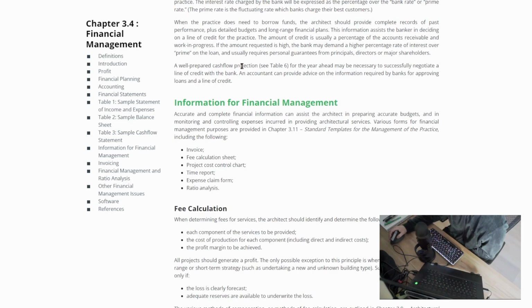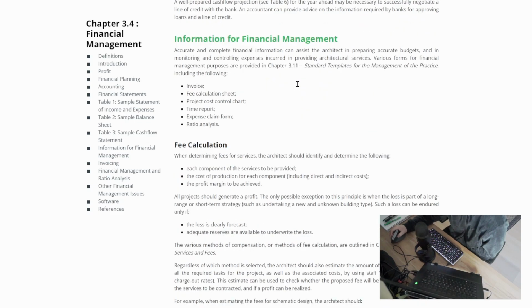A well-prepared cash flow projection for the year ahead may be necessary to successfully negotiating a line of credit with the bank. An accountant can provide advice on the information required by banks for approving loans and a line of credit.